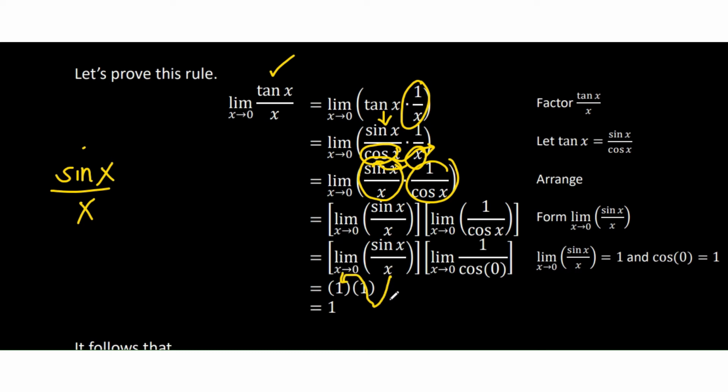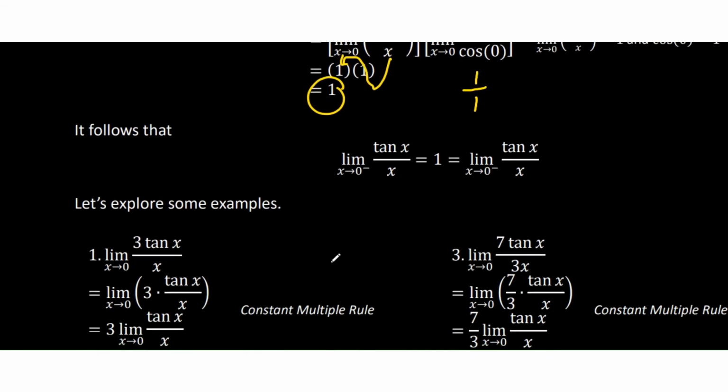Sine x over x, well, that is the rule for sine limit, which is immediately equal to 1. However, for limit of 1 over cosine 0 is 1. Okay? Since cosine 0 is 1, 1 divided by 1 is 1. 1 times 1 is equal to 1. So, that is the reason why tangent x over x as x approaches 0 is simply equal to 1. Now, that is also a special limit. So, limit of tangent x over x as x approaches 0 from the left is equal to 1, which is also equal to the limit as x approaches 0 from the right.